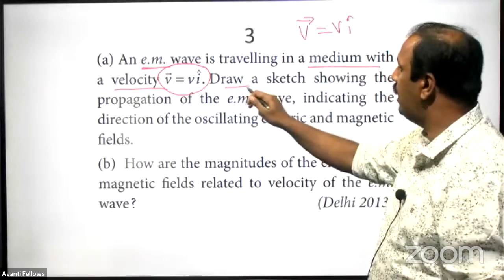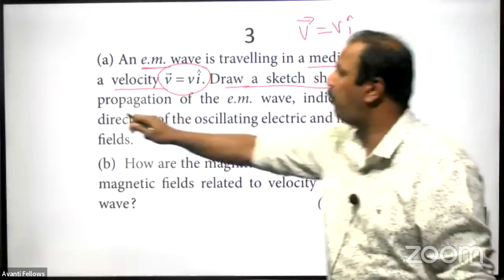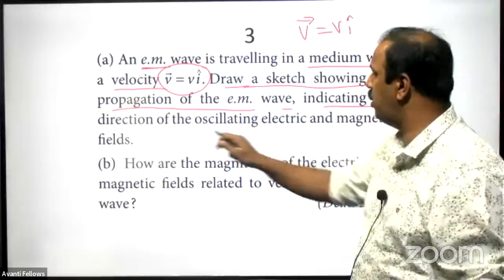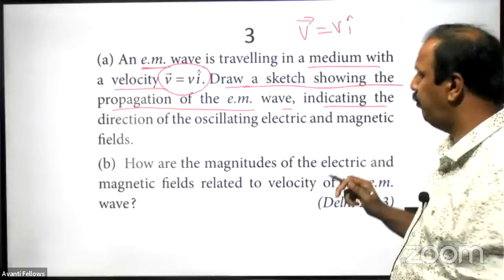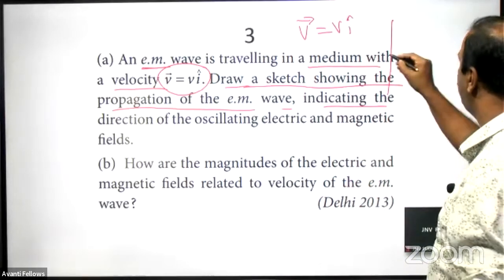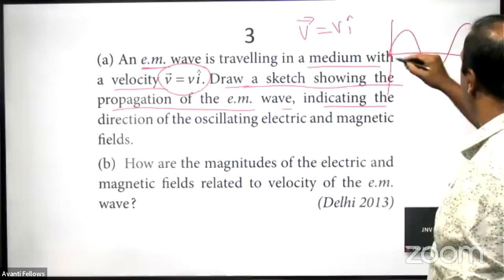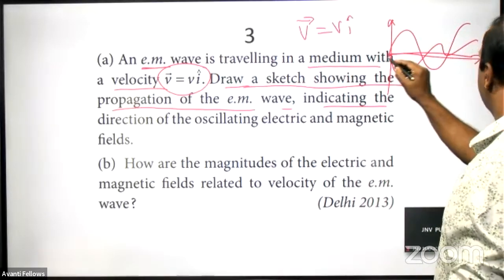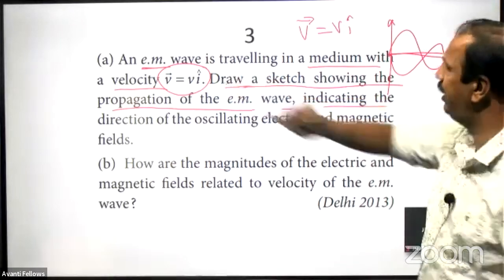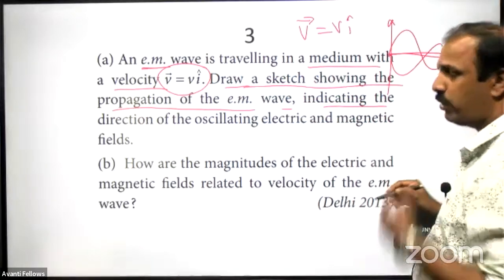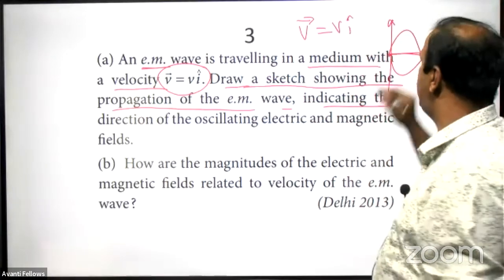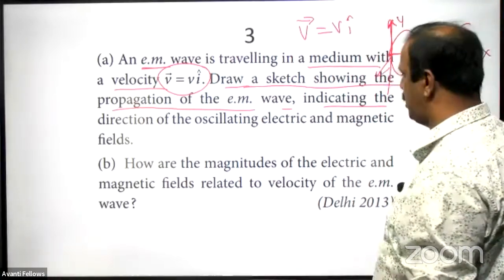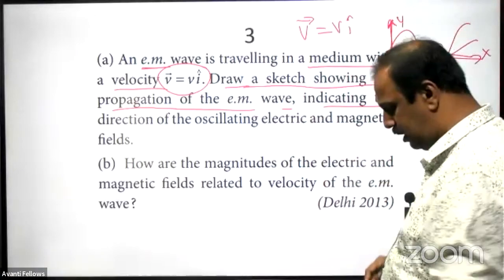Draw a sketch showing the propagation of the EM wave, indicating the direction of oscillating electric and magnetic fields. So what you have to do is draw that diagram that we did. We already know it is propagating along the x-axis, so this will be x. The important point is you have to mark x, y, z. This will be y and this will be the z-axis. The answer is there on the next page.